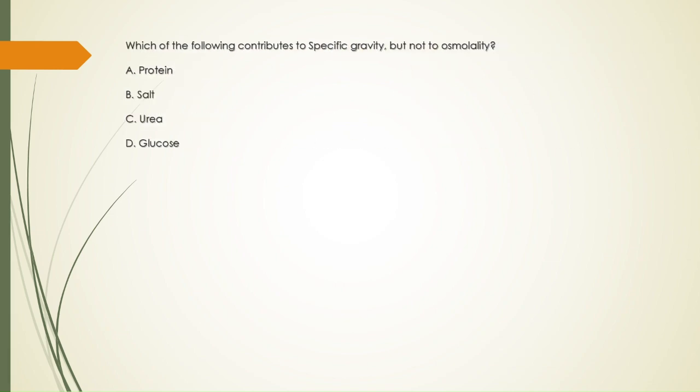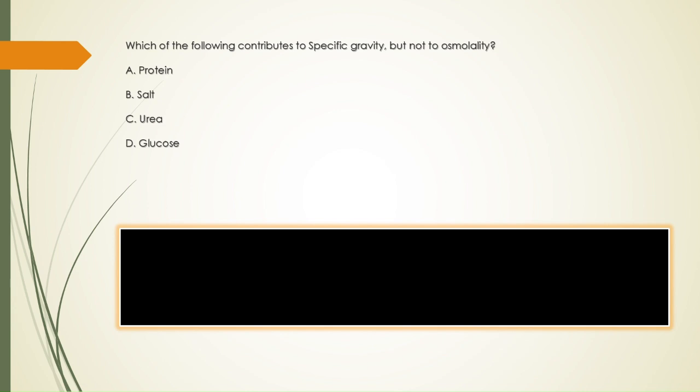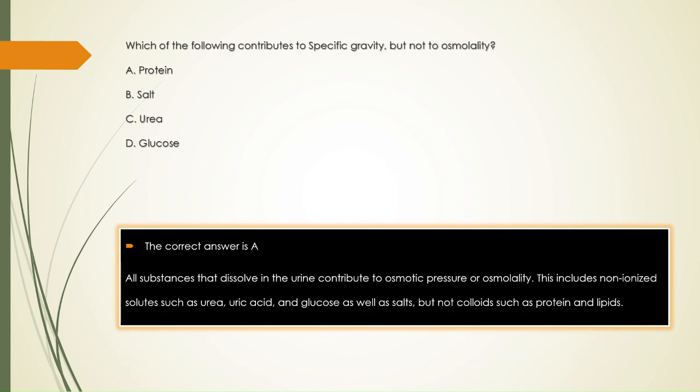Which of the following contributes to specific gravity, but not to osmolality? A. Protein. B. Salt. C. Urea. D. Glucose. The correct answer is A. All substances that dissolve in the urine contribute to osmotic pressure or osmolality. This includes non-ionized solutes such as urea, uric acid, and glucose as well as salts, but not colloids such as protein and lipids.